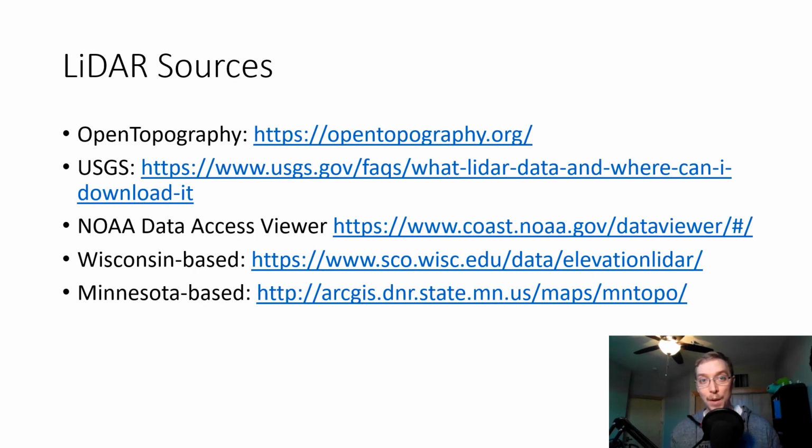Outside of Open Topography, you can go to that USGS website I have posted here. The NOAA Data Access Viewer is another phenomenal one for coastal-based data sets, because that's the National Oceanic and Atmospheric Administration. That's their bread and butter. For Wisconsin-based LiDAR, you can go to the State Cartography Office to find their digital elevation data. For Minnesota, Mintopo is the site that you want to go to there. That's run by the DNR. Or you can just Google it. Look for LiDAR where you're interested, and it could be based in a county, it could be based somewhere else, but you can find those data sets if you're interested.